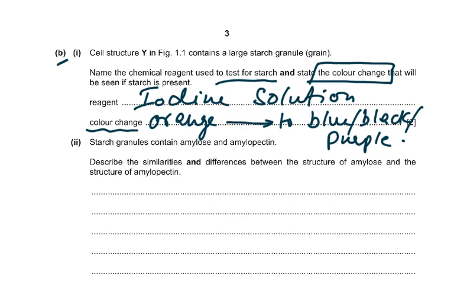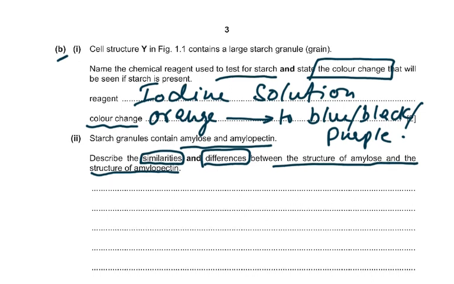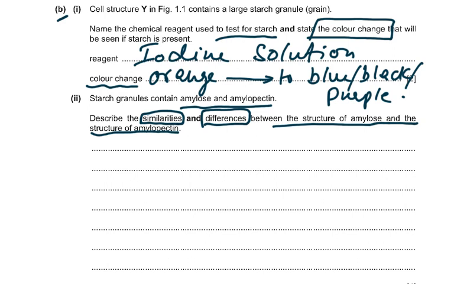Then it says starch granules contain amylose and amylopectin. Now describe the similarities and differences between the structure of amylose and the structure of amylopectin. Unless you know this, which is very basic, you've got to really know it, and then only you could have done it. You can't just say, I didn't revise this. No, this is not a paper four. Paper four has questions which are not very much from the book, but actually test a lot of your biological knowledge.